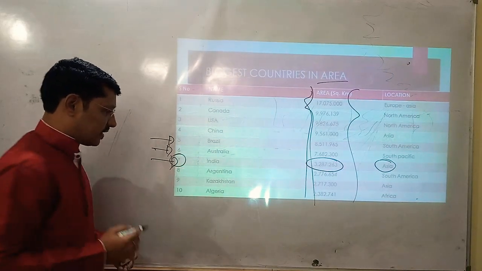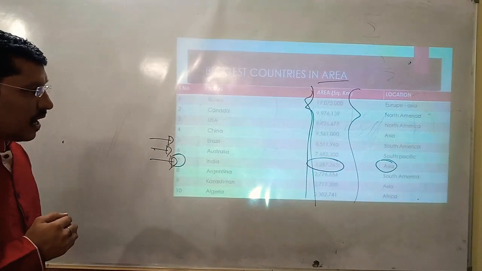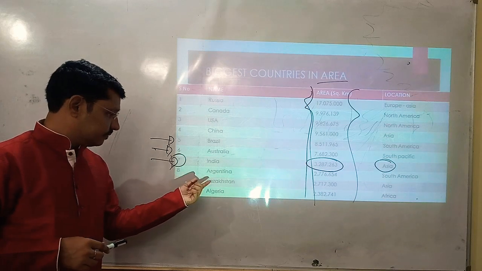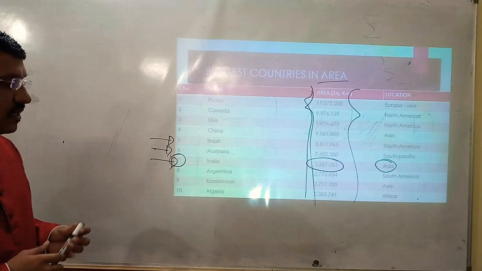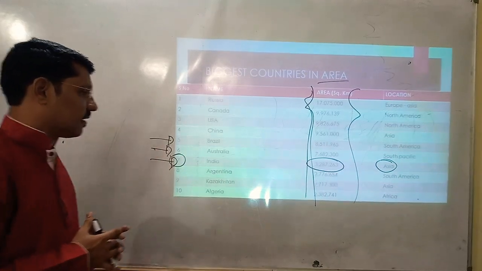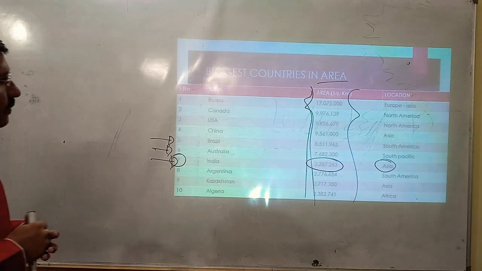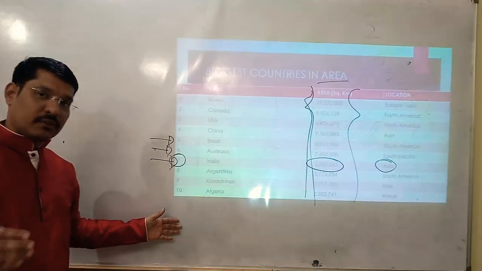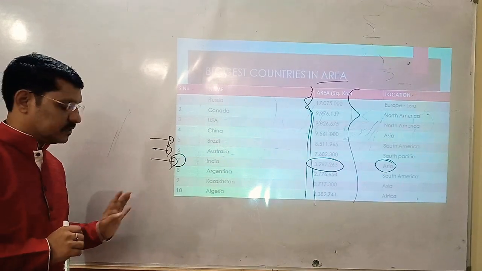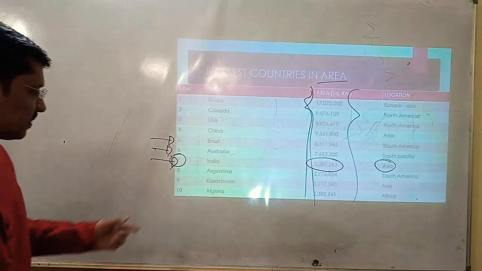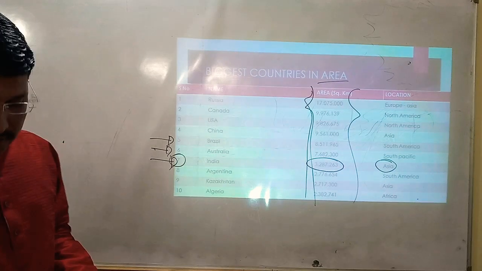The next one, Argentina, is in the 8th position in the world, and it comes in South America. The next one is Kazakhstan. Kazakhstan comes in Asia. Then the 10th one is otherwise the last. If you need more, from 11 up to the smallest country, you can go through any GK booklet and get all the information. So the 10th is Argentina. Argentina comes in Africa continents.